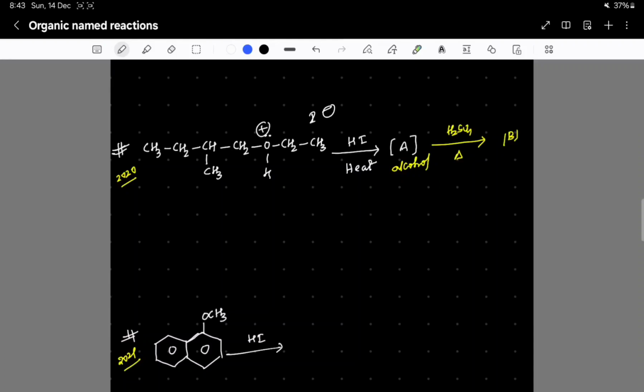I minus has two possibilities. It can attack here or it can attack here. Here more steric hindrance is present. So that's why it follows the SN2 mechanism, on the less sterically hindered side.